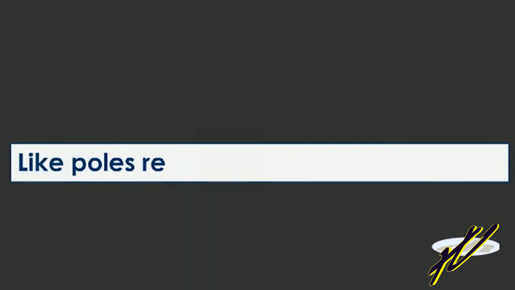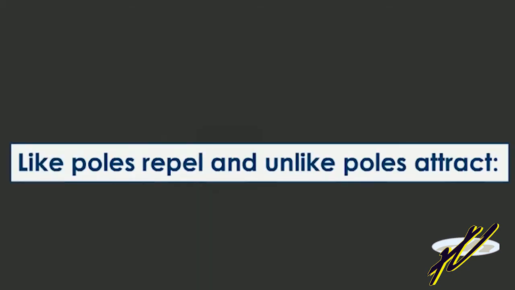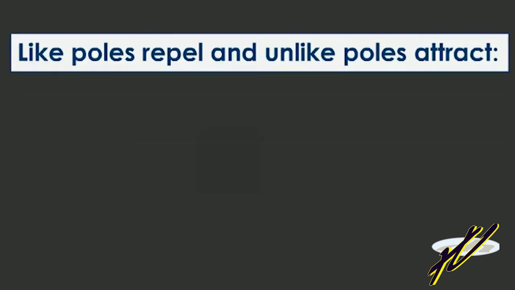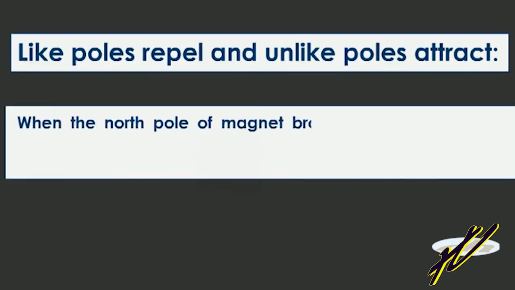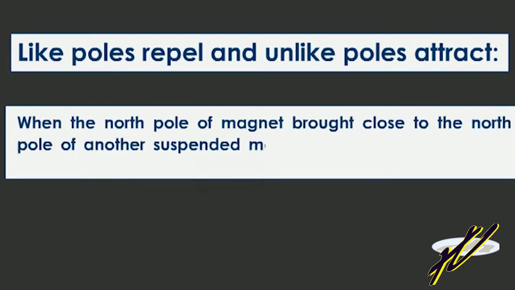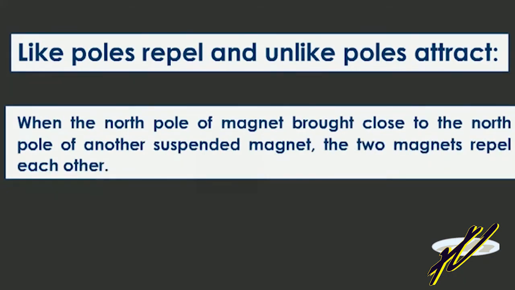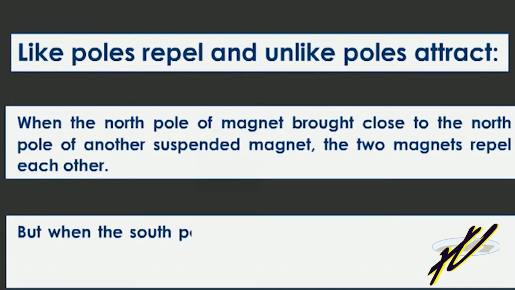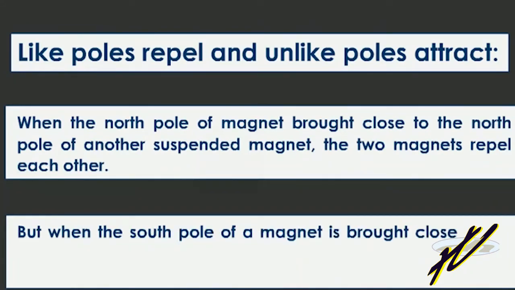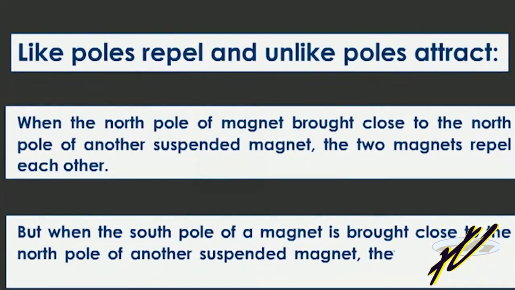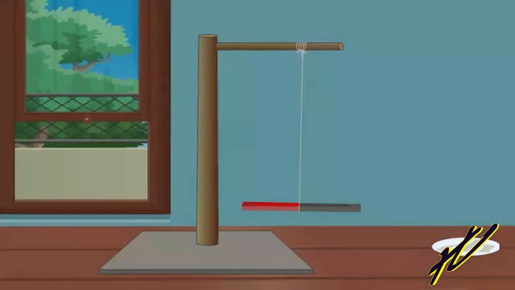Here is the fourth property. Like poles repel and unlike poles attract. Students, when the north pole of a magnet is brought close to the north pole of another suspended magnet, the two magnets repel each other. But when the south pole of a magnet is brought close to the north pole of another suspended magnet, they attract each other. Let us perform an activity.